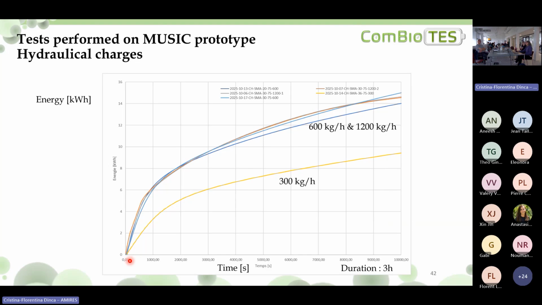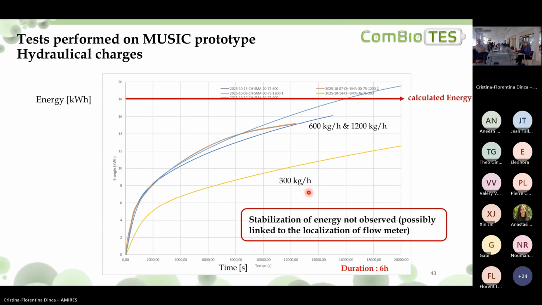Here is the energy that is transferred to the storage as a function of time for the different flow rates of the heat transfer fluid. You can see that for 600 kg/h and 1,200 kg/h, the curves are quite similar. The curve is mainly different for 300 kg/h because here the transfer is also limited by the heat exchange between the fluid and the tube.